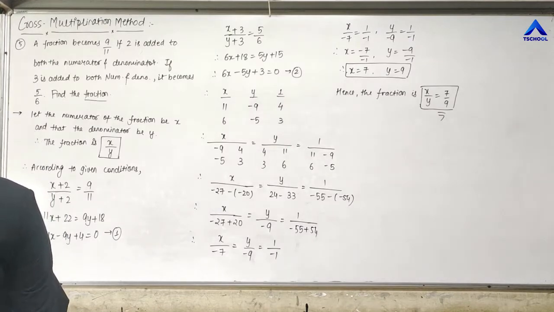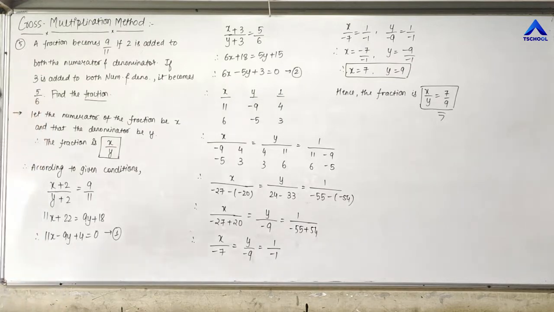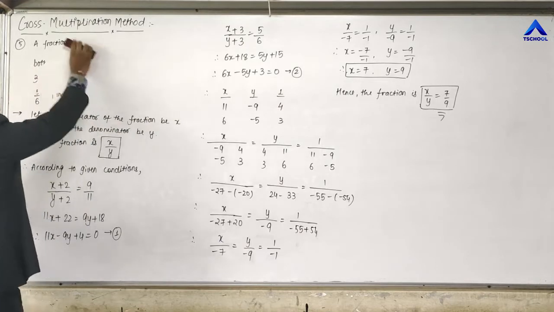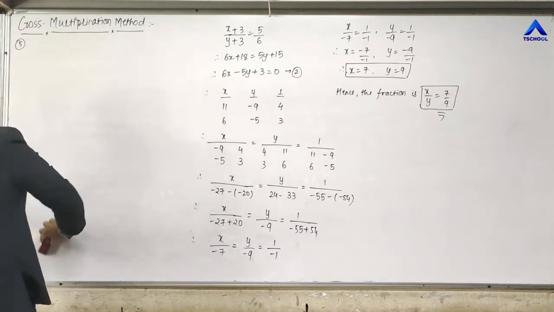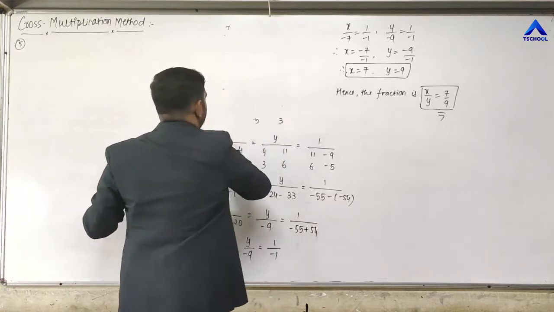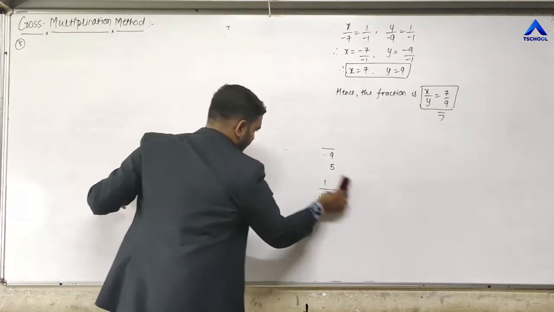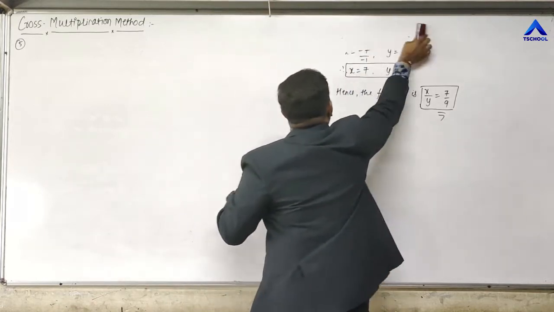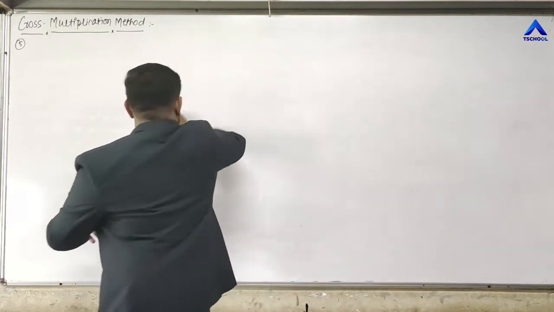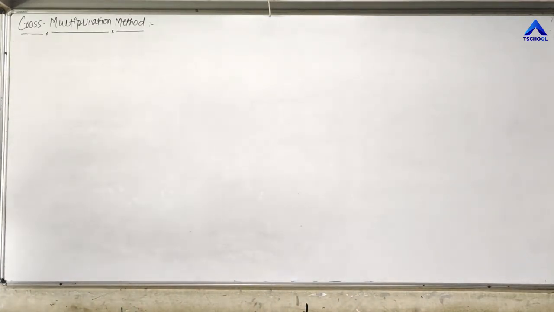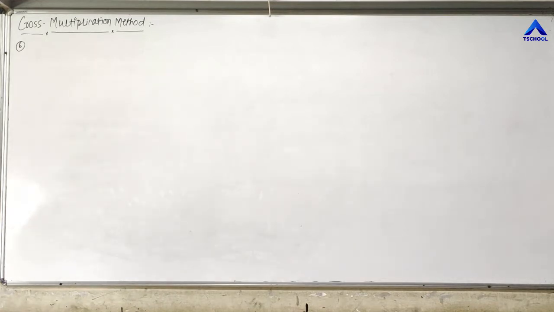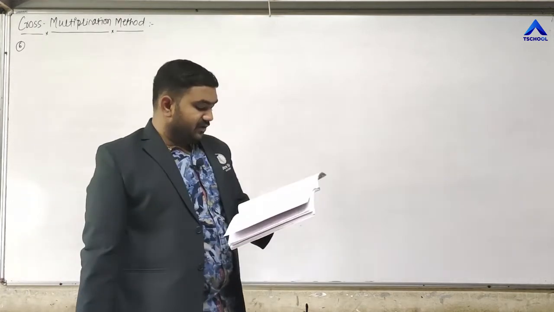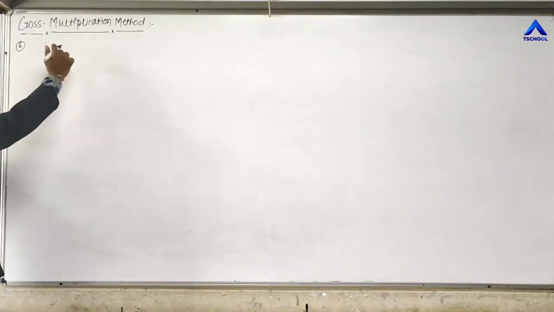Now again, let us take a look at one more example here. I'm having a question that has already been in the NCERT textbook, right? That is, a part of monthly hostel charges is fixed and the remaining depends on the number of days one has taken food in the mess, right? It is somewhat like this.